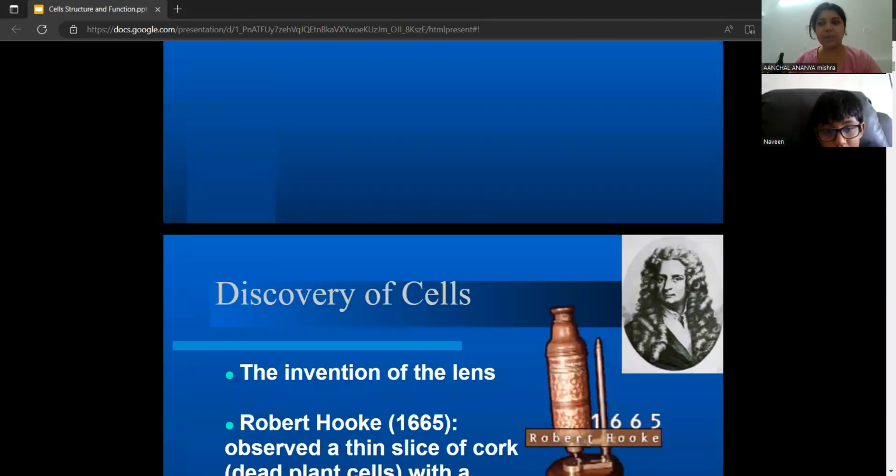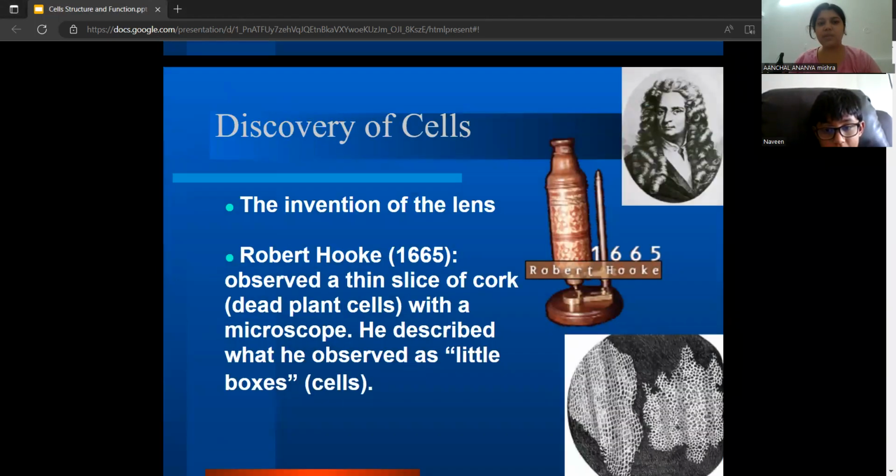So who was the first person to discover the cell? It is a very important question. You can expect it in a lot of competitive exams as well as your objective questions. They come a lot. So who did the discovery of the cell? There is this person called Robert Hooke. So who was Robert Hooke?